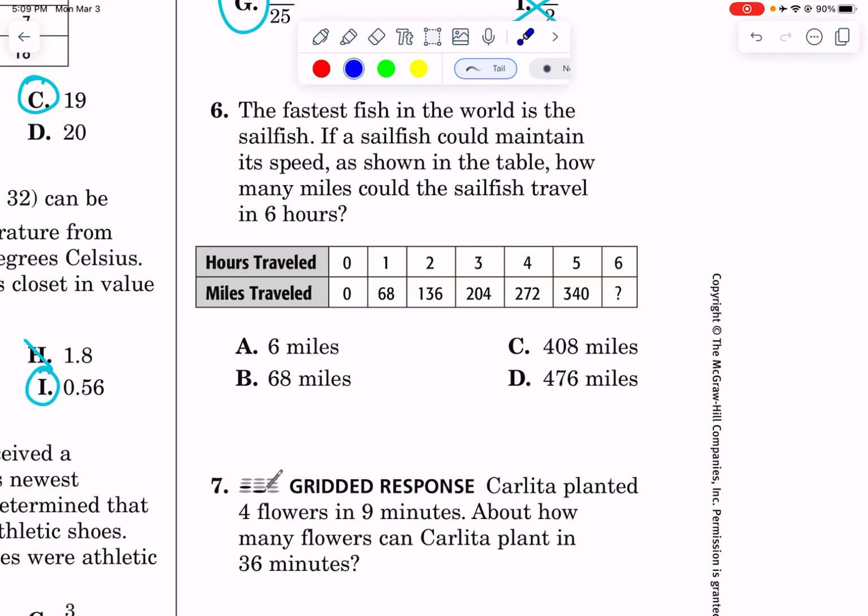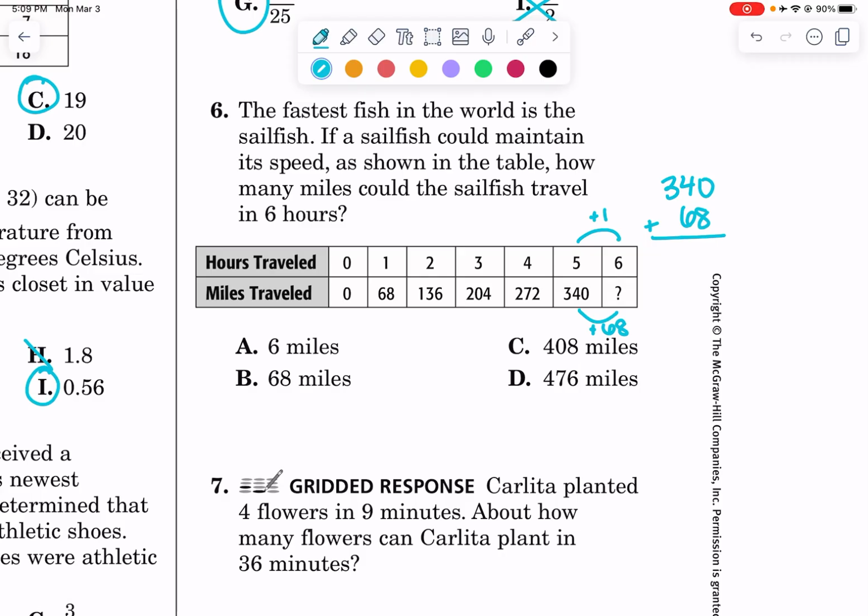That's like the speed of a car on the highway. How long could it travel in 6 hours? Well, I know it travels 68 miles in 1 hour. Right here, I have 5 hours. It traveled 340 miles. So if I just need to add 1 more hour, how far does it travel in 1 hour? It travels 68 miles. So I need to add 68 miles to the miles. 340 plus 68. Ooh, before I even jumped into this, I should have eliminated some answers.